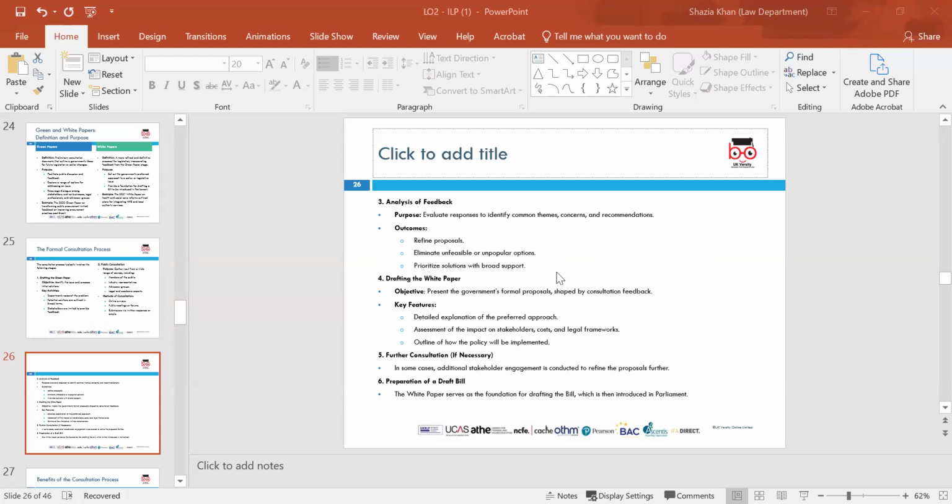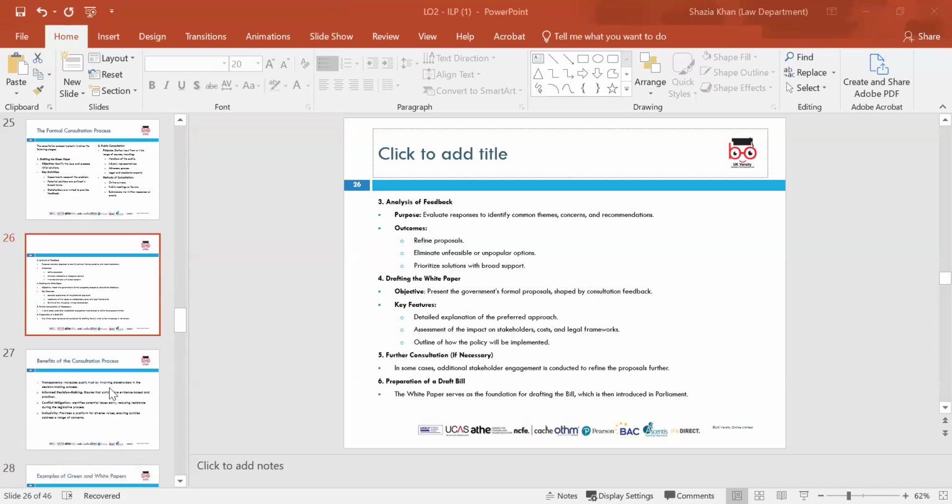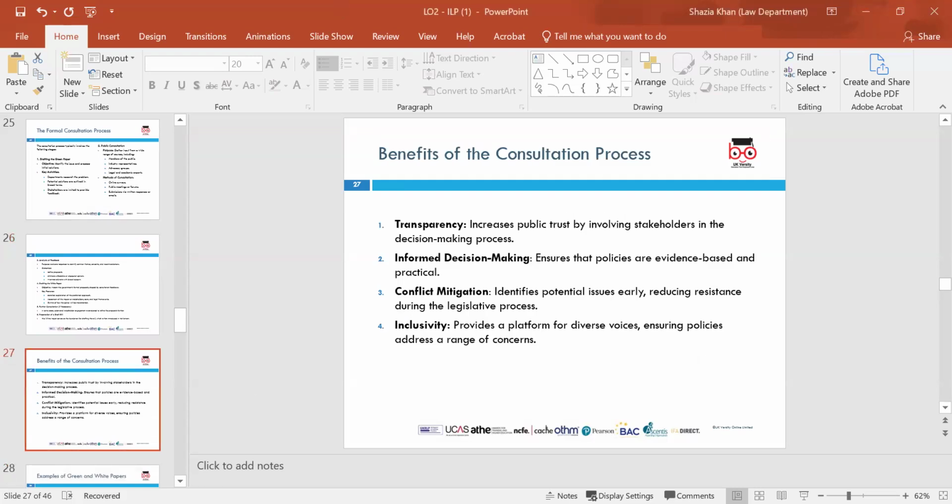And then directing the white paper, making sure that the government's final proposals are shaped by consultation feedback, if any changes need making, and further consultation, and then preparation of a draft bill. Benefits of the consultation process.